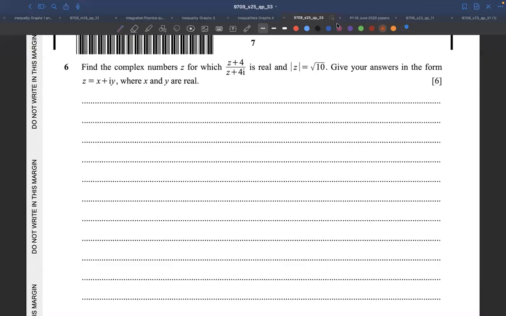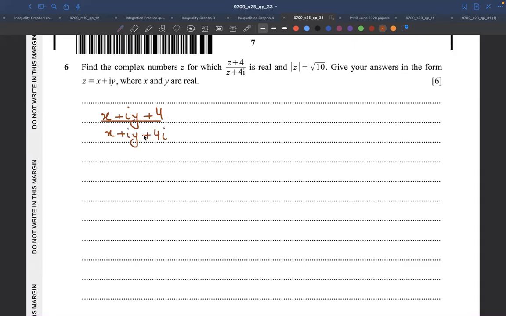In question number 6, we have to find the complex number z for which z plus 4 upon z plus 4 iota is real and the magnitude of z is root 10. We have to give the answer in the form z equals x plus iota y, where x and y are real. Now in the first step, in place of z we can write x plus iota y plus 4 divided by x plus iota y plus 4 iota.